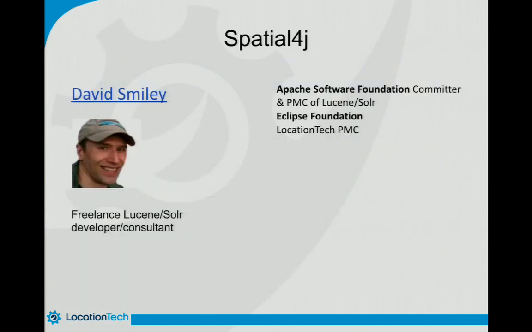The next project I'd like to talk about is called Spatial4J. JTS was really focused on representing these data structures on a flat plane. Spatial4J starts to represent these data structures, but on a spherical world. So rather than having a triangle made up of lines, you'll have a triangle made up of great circles.